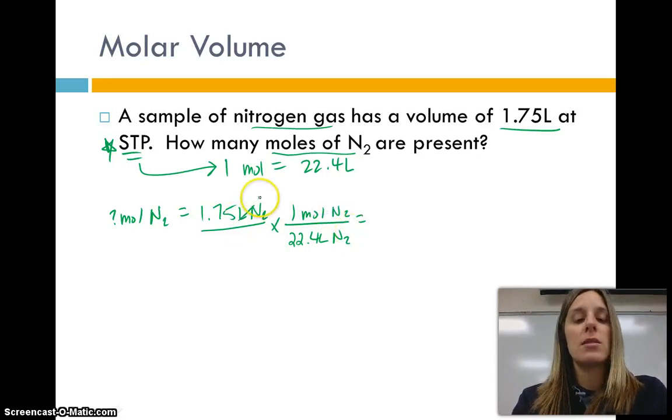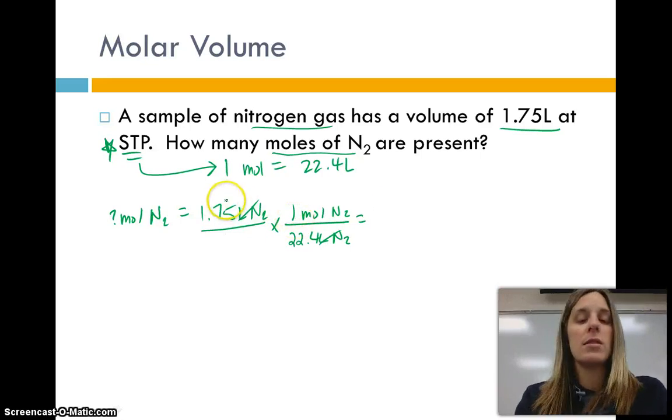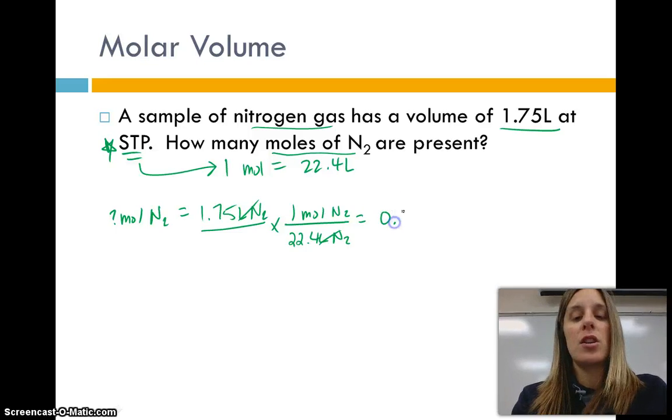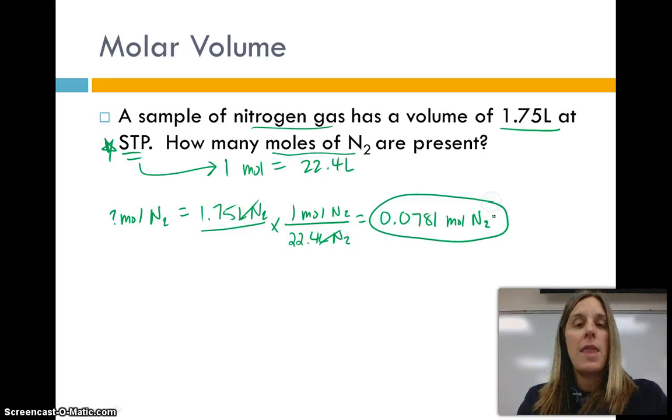So I cancel my units, and in my calculator I do 1.75 divided by 22.4. When I punch that in and round to proper sig figs, which should be 3 sig figs, I get the answer of 0.0781 moles of N2. And that's it. That's all you'd have to do.